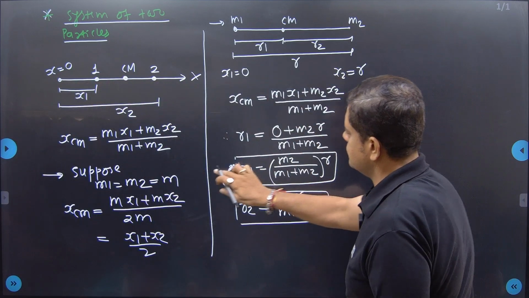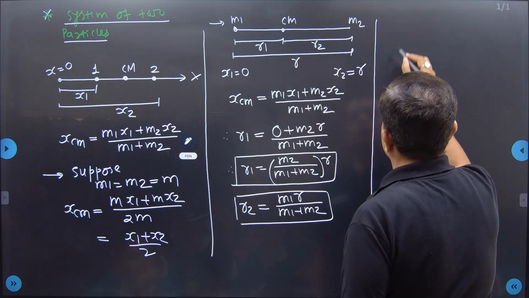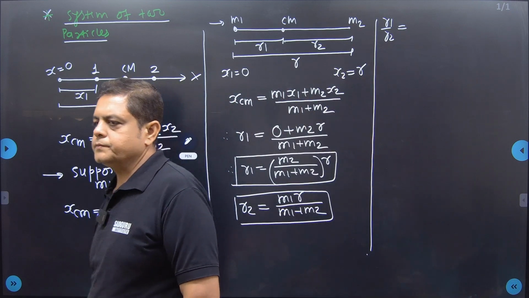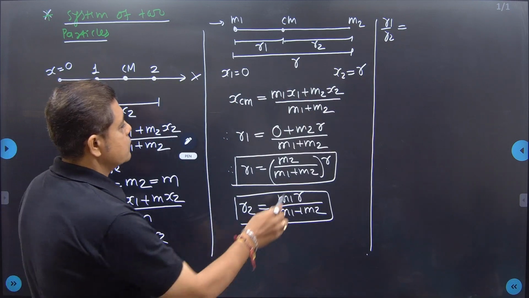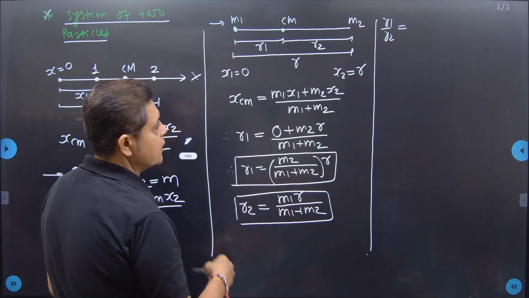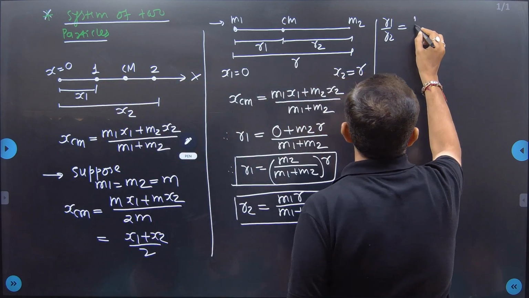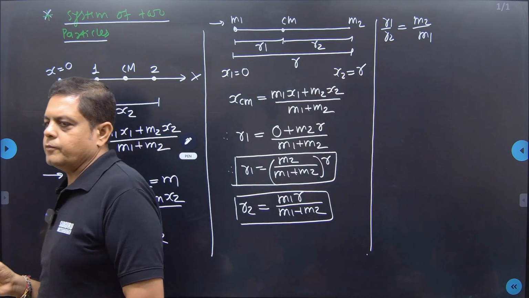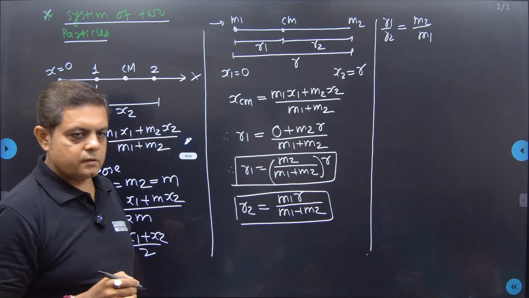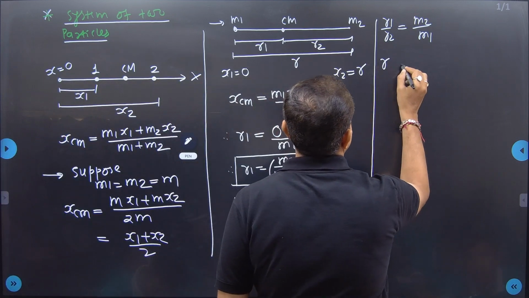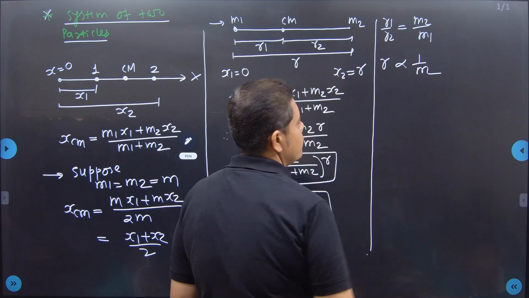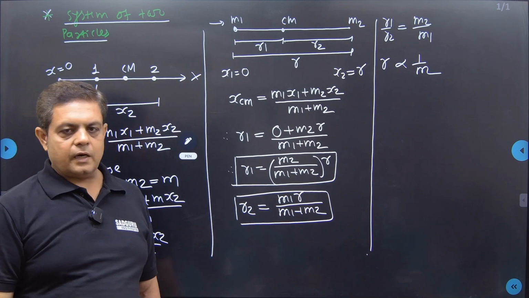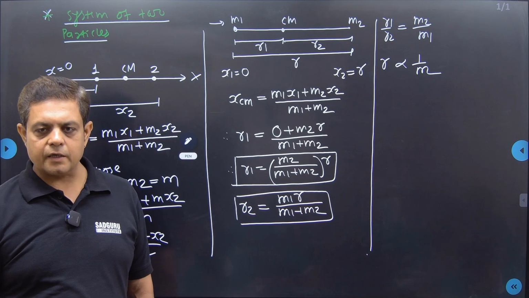If I take the ratio r1 by r2, r will get cancelled, m1 + m2 will get cancelled, so I will get m2 by m1. So r1 by r2 is equal to m2 by m1. What does it mean? r is inversely proportional to m. It means the center of mass is closer to the heavier particle.